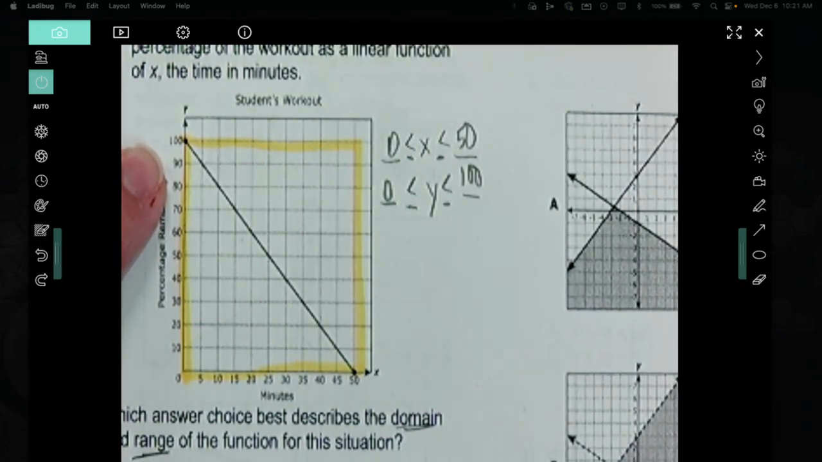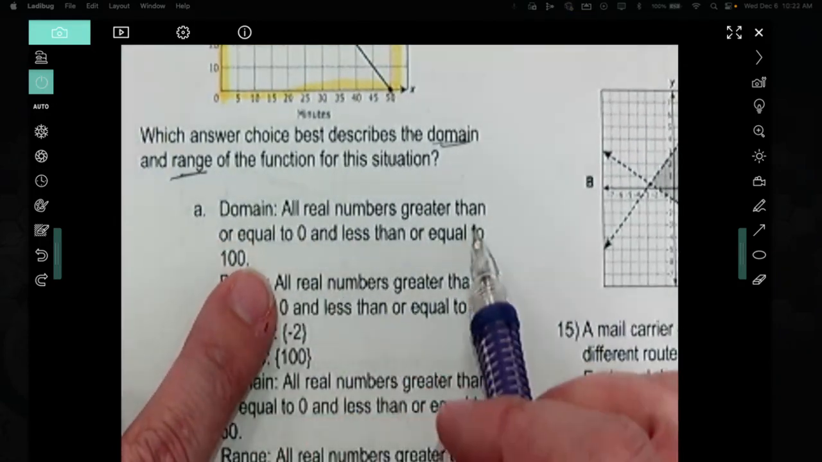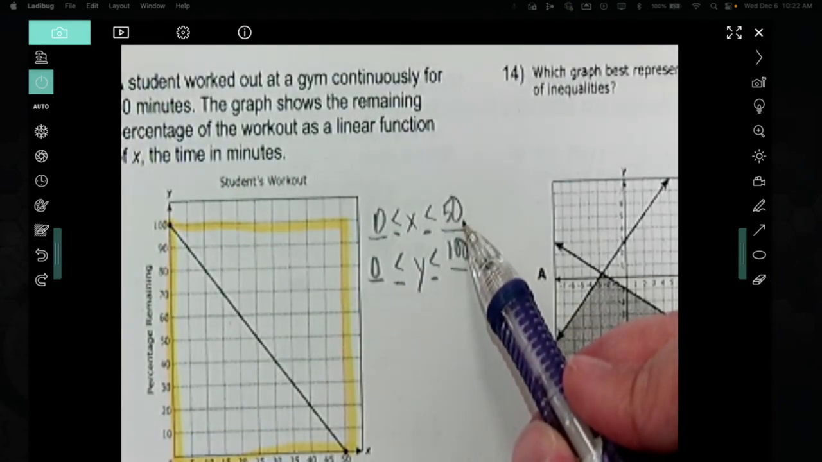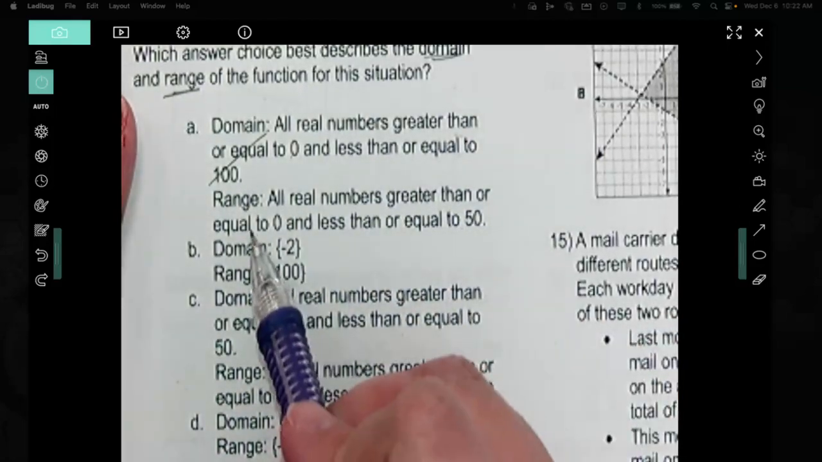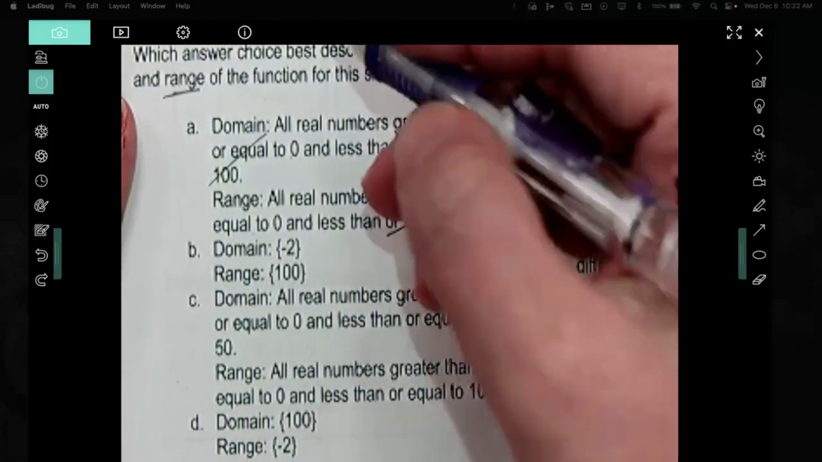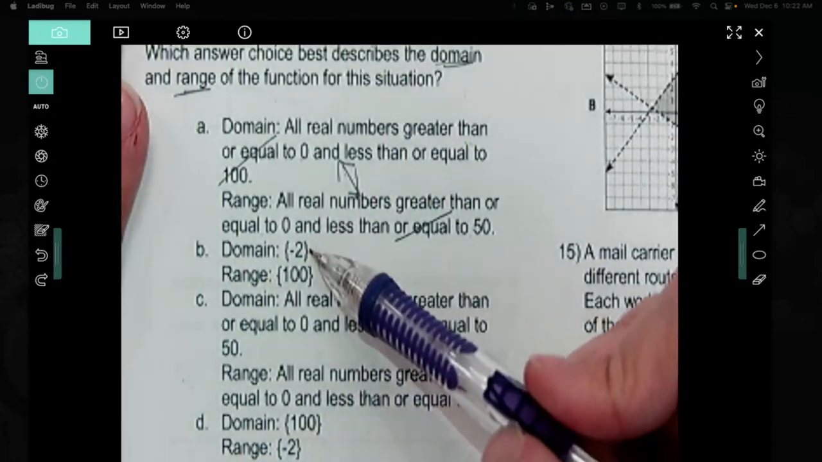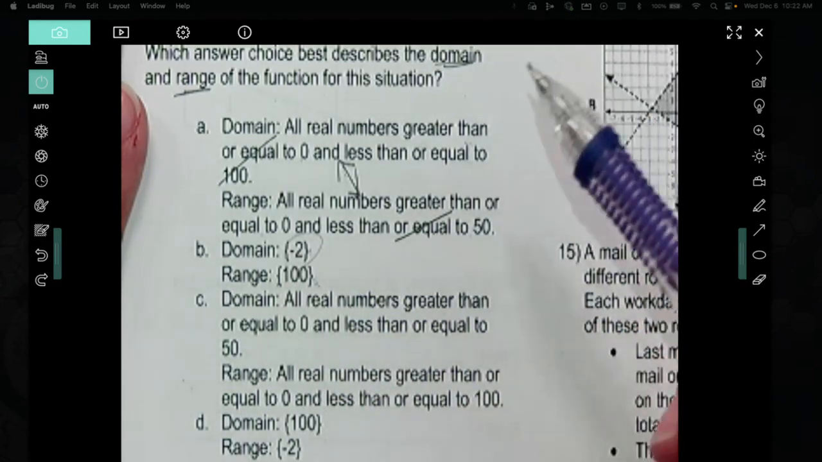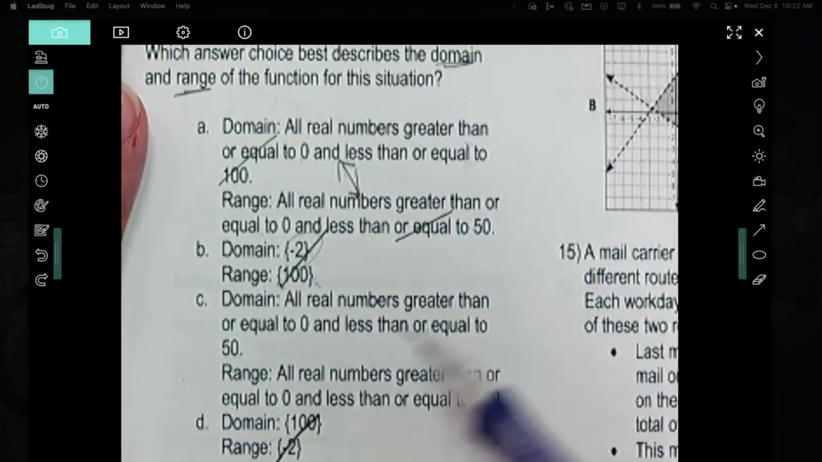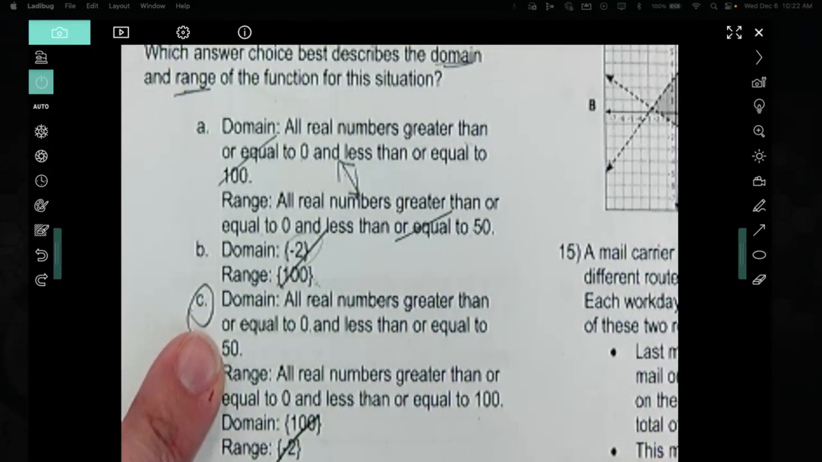Please, please, please read carefully. This one says domain, all real numbers from 0 to 100. That is not what we wrote. We wrote domain is 0 to 50. So no, notice they've flip-flopped this. This says range is 0 to 50. They've crossed these. Please, if you don't read carefully, that's going to mess you up. This is saying these are horizontal and vertical lines. We don't even have a -2. So it has to be C. Look, 0 to 50, 0 to 100.